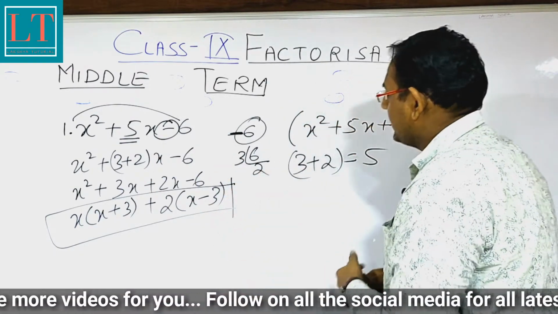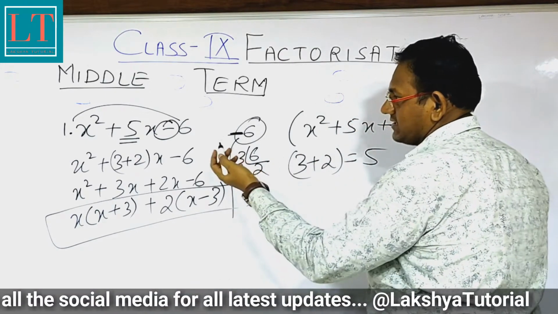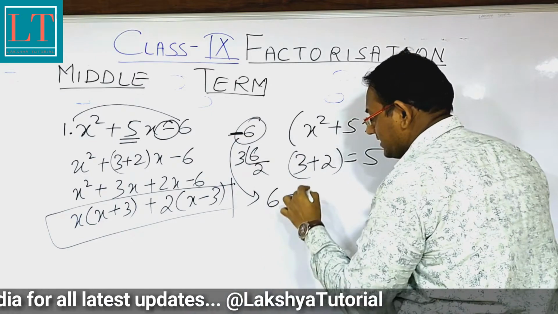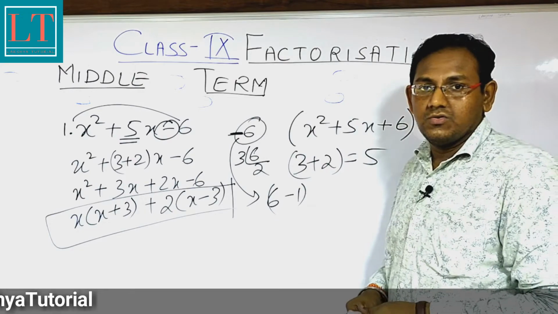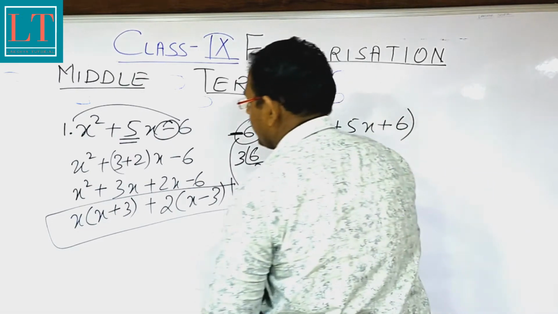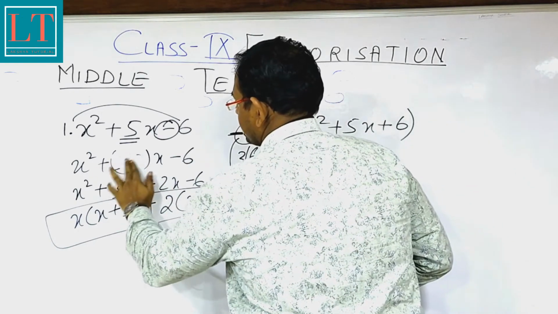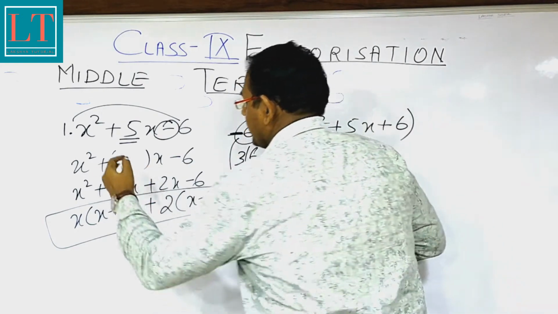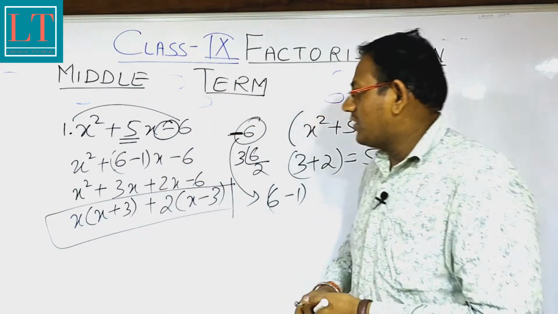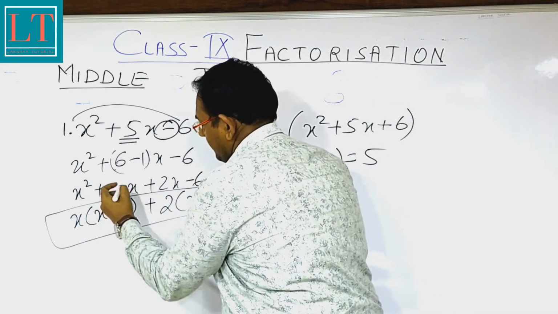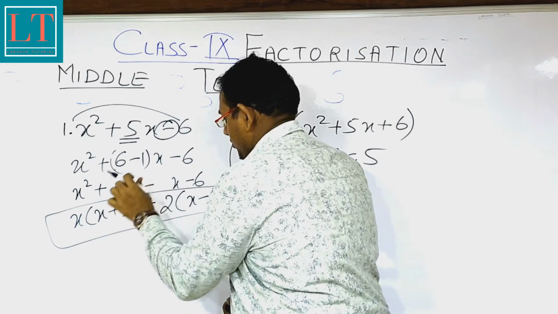But don't forget, I also told you in the last class that we can break 5 as 6 minus 1 also. So instead of writing this 3 plus 2, we can write this as 6 minus 1. So if we write 6 minus 1, then what will happen? This 3 will become 6, this plus will become minus, and this 2 will not be there.